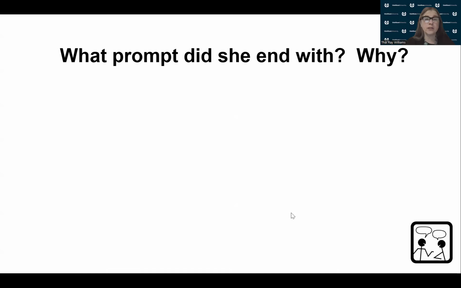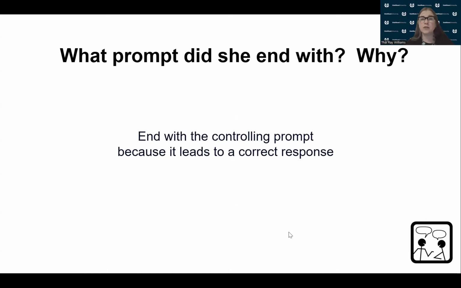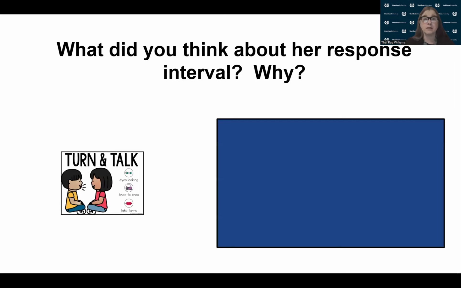All right, checking your answer. She ended with the controlling prompt. And why did she end with the controlling prompt? Because it leads to a correct response. And next, I want to ask you, what do you think about her response interval? Do you feel like it was appropriate for the student, and why or why not?